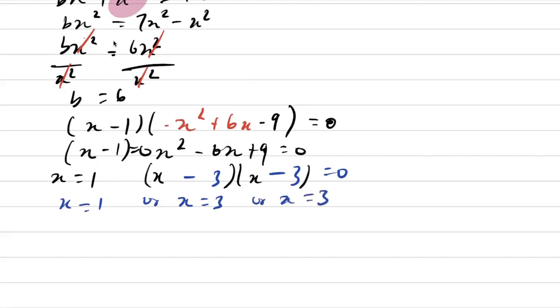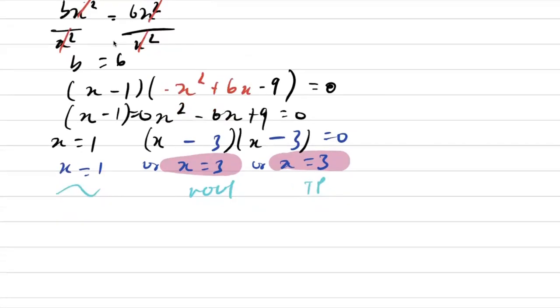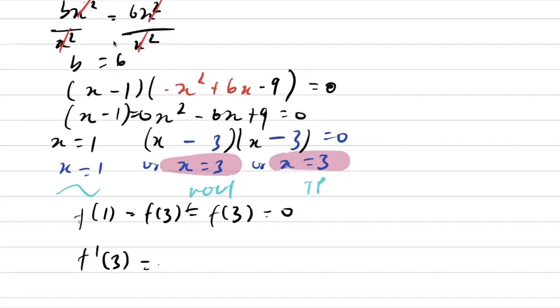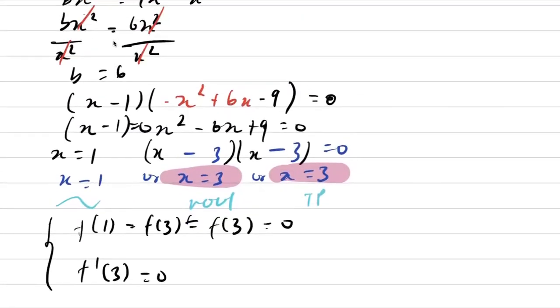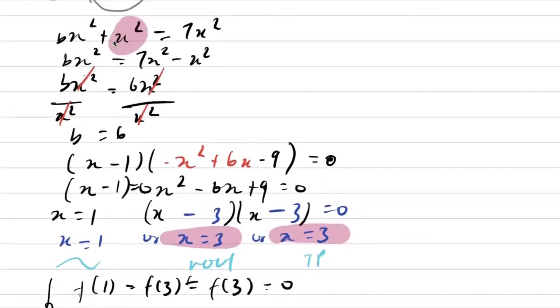So again, this term will come out twice, one representing a root, the other representing a turning point. This would be interpreted as f of 1 equals f of 3 equals 0, and we also know f prime of 3 equals 0. That's the language that will sometimes be used. I think now we have everything together. We're ready to sketch.